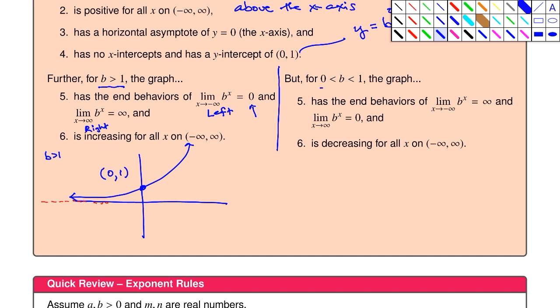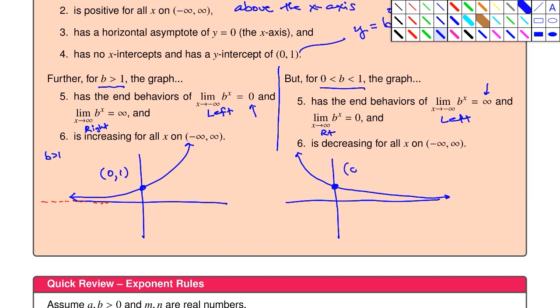Now, for a base that is between 0 and 1, think of it as sort of a decimal base, we have the following situation. It still has the same end behaviors, but they've been flipped around. This time on the left-hand side, it goes to positive infinity, and on the right-hand side, it goes to 0, and it's decreasing for all x. It does still go through (0, 1), but it is a decreasing function. And now its horizontal asymptote is on the right side.